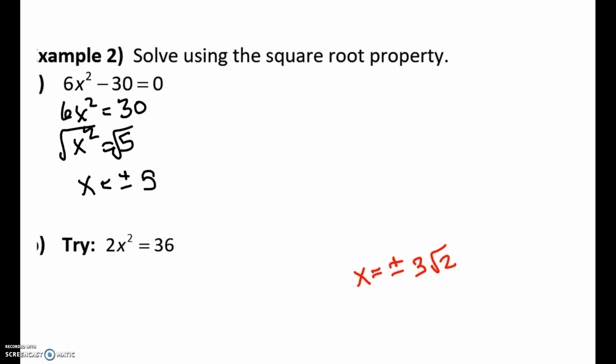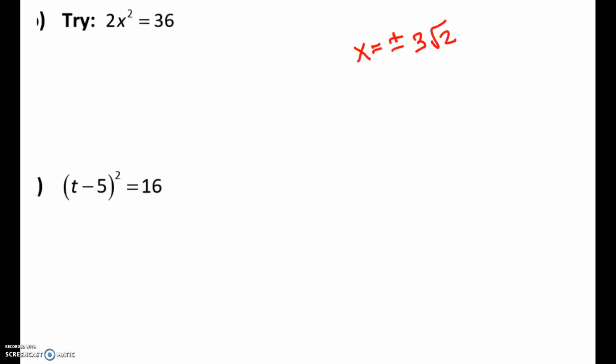You should have gotten x equals plus or minus 3 root 2. Remember, you need to simplify your radicals if you have the ability to. All right, let's look at the next question.